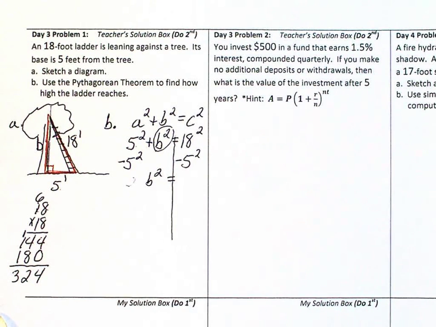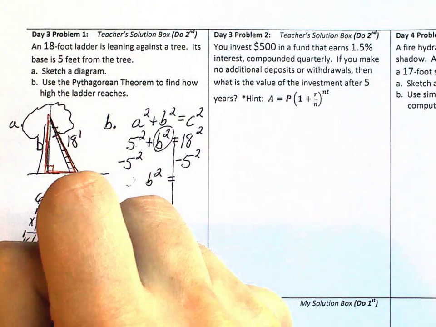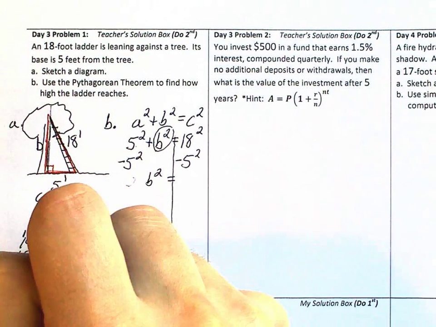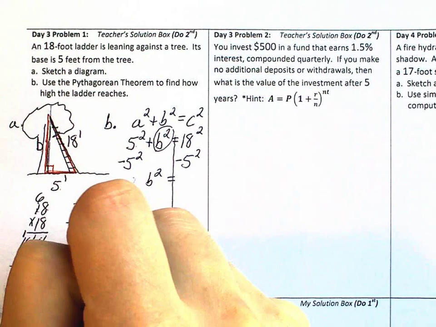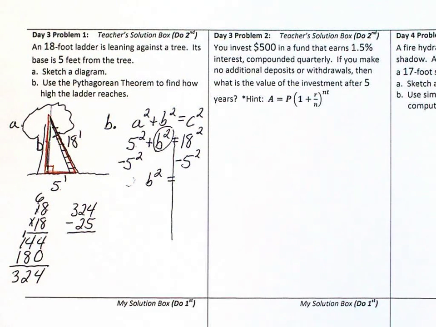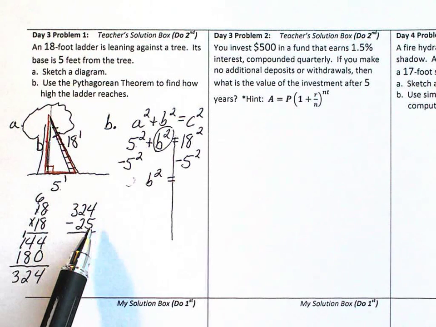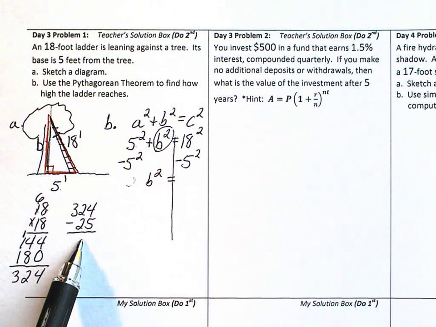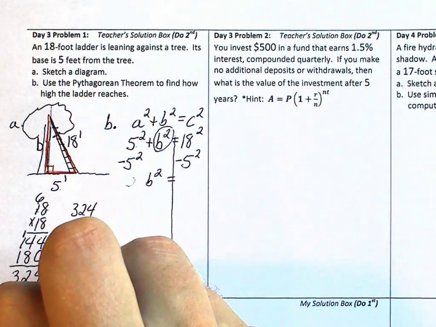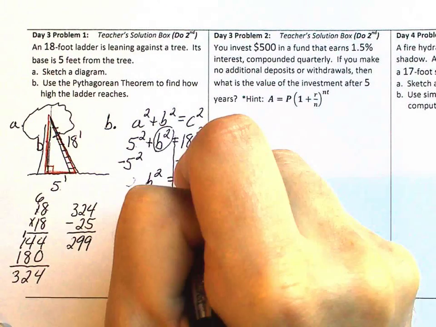We want to subtract 5 squared. 5 squared is 25. So we need to figure out what 324 subtract 25 would make. Well, 325 subtract 25 is exactly 300. And so 324 subtract 25 is going to be 299.